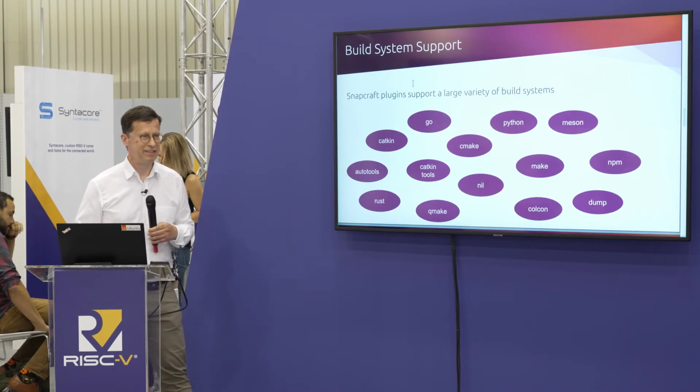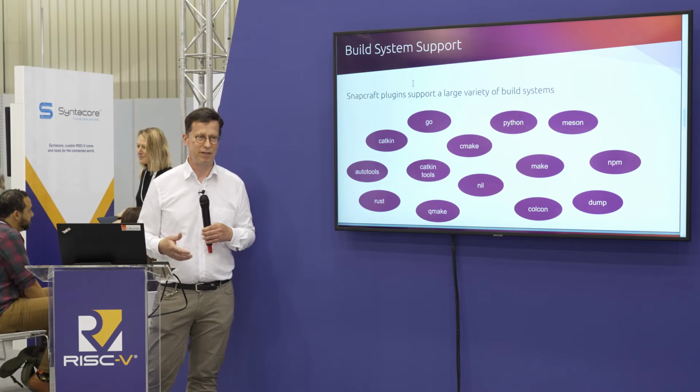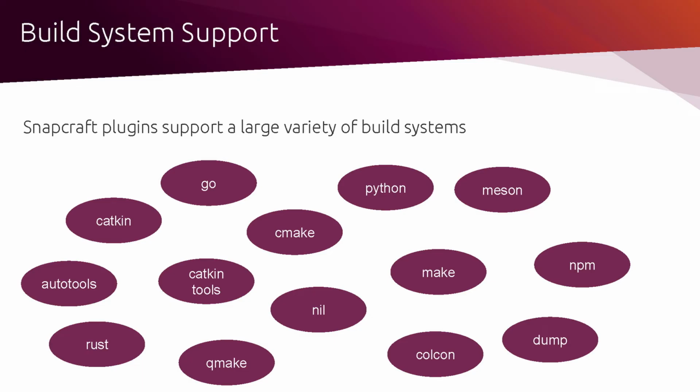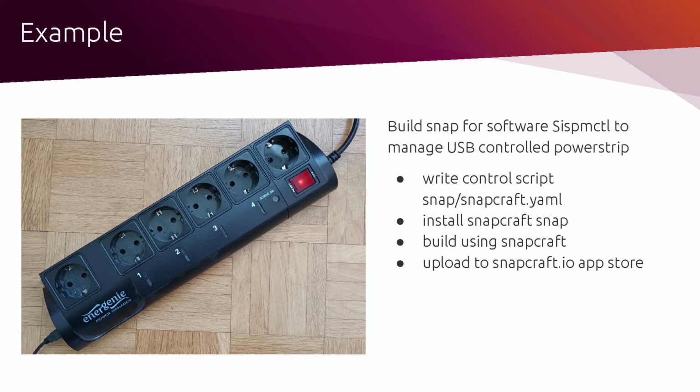We are supporting a lot of different build systems, so it's not just for your C programs, but also if you have Go or Java applications, you can easily package those as a snap. I have brought along a small example just showing how easy it is to package something as a snap. It's not the most complicated app, but I simply wanted to show what it takes to get a snap package. It's a simple example that you can see here at the booth.